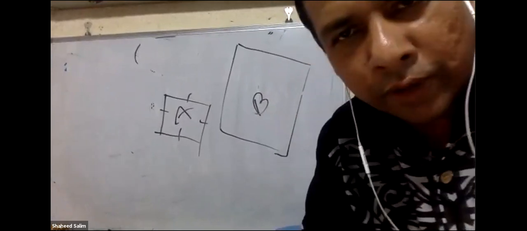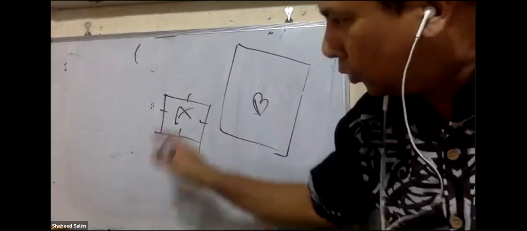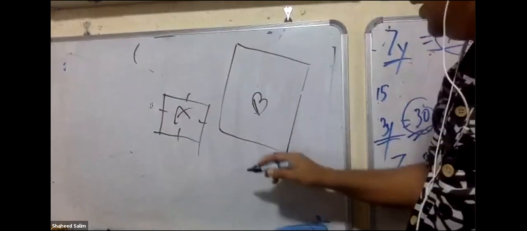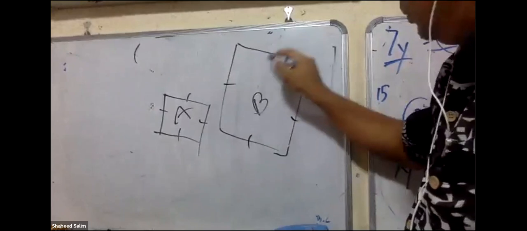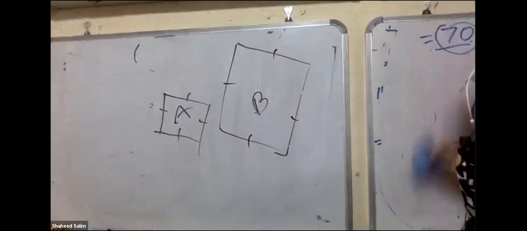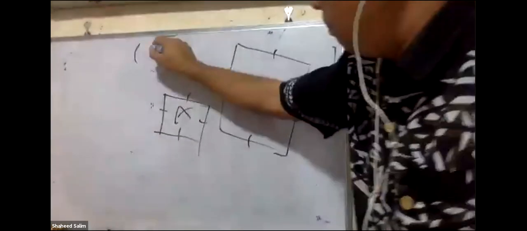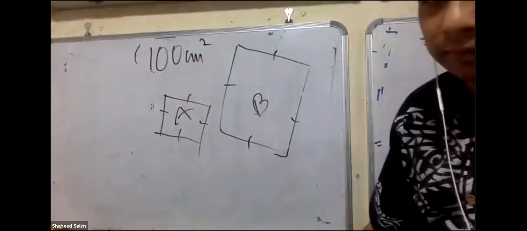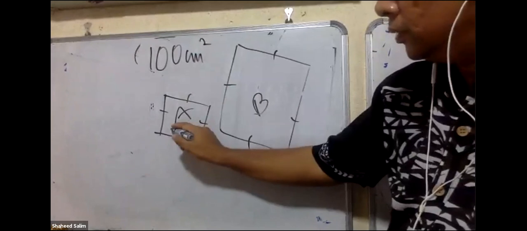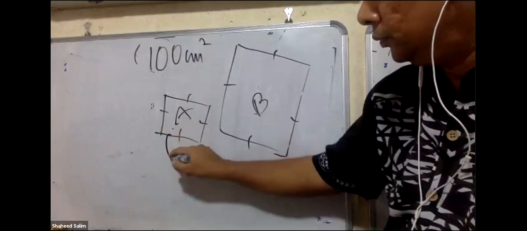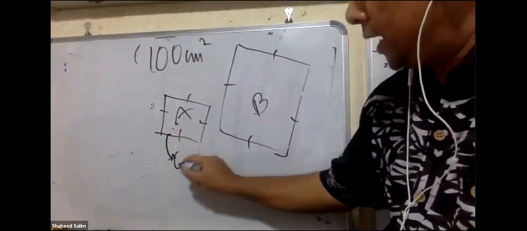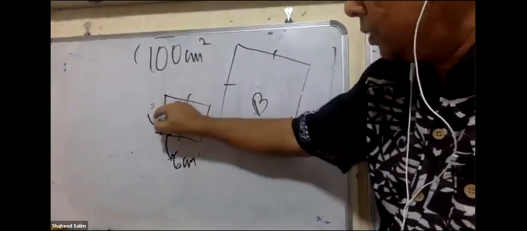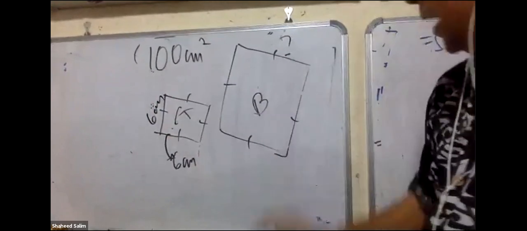For those of you who find it easy, you try not to know. Okay, never mind. We do it together again. A and B, both are squares. Now, here the combined area is 100 square cm. This one now is 6 cm. One side is 6 cm, 6 cm. What is this side?